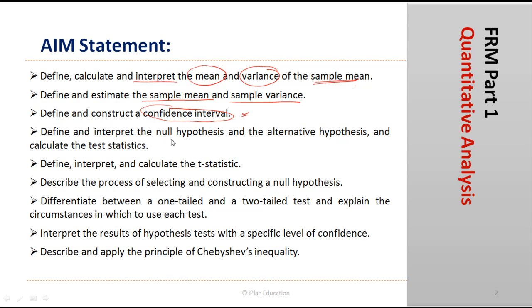Then we look at the interpretation of null hypothesis and alternative hypothesis and the way they are constructed, and then how to calculate the test statistics. Then we look at the t statistic, how to understand and calculate it, the process of selecting and constructing null hypothesis and alternative hypothesis as we have said here. Then we look at the difference between the one-tailed test and two-tailed test, and we look at the circumstances under which each of them is going to be used.